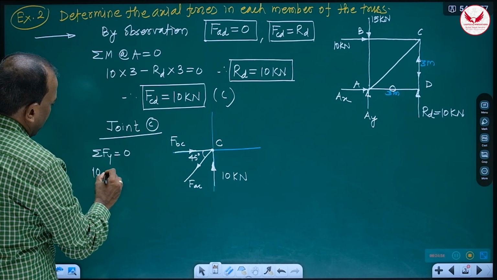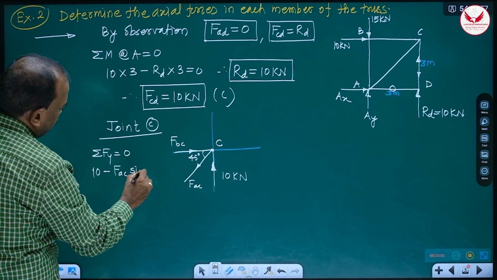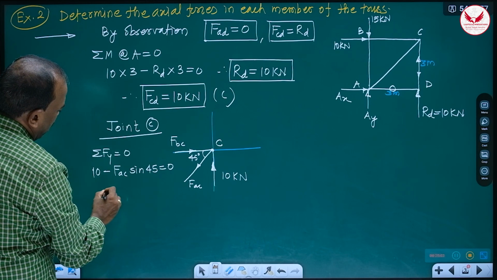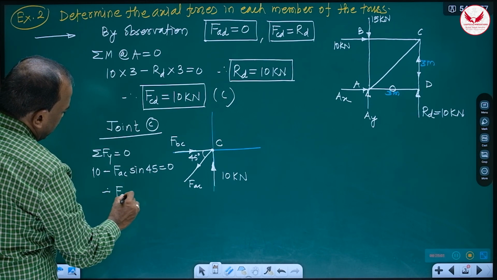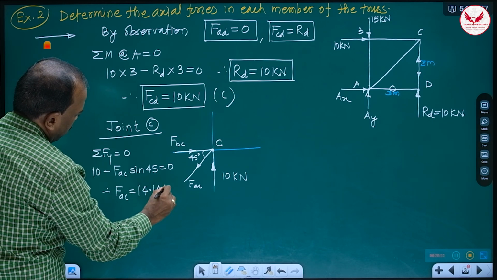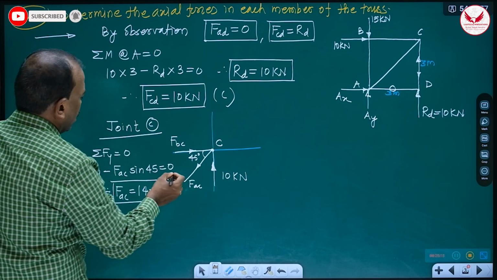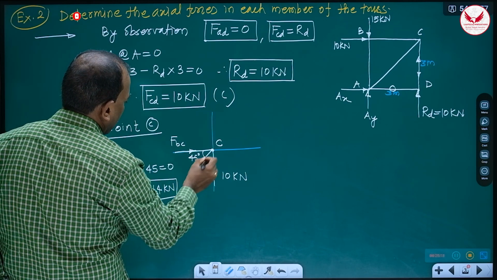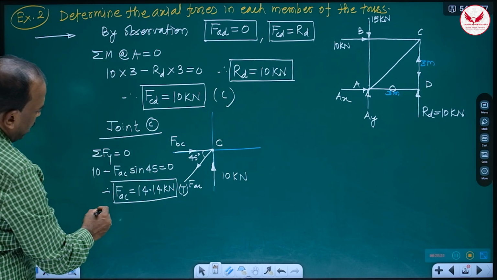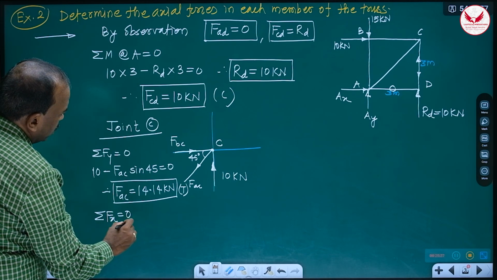10 is upward minus FAC sine 45. It is equal to 0. Hence, FAC is equal to 14.14 kilonewton. AC away from the joint. It is tensile. And if we use summation Fx, it is equal to 0.